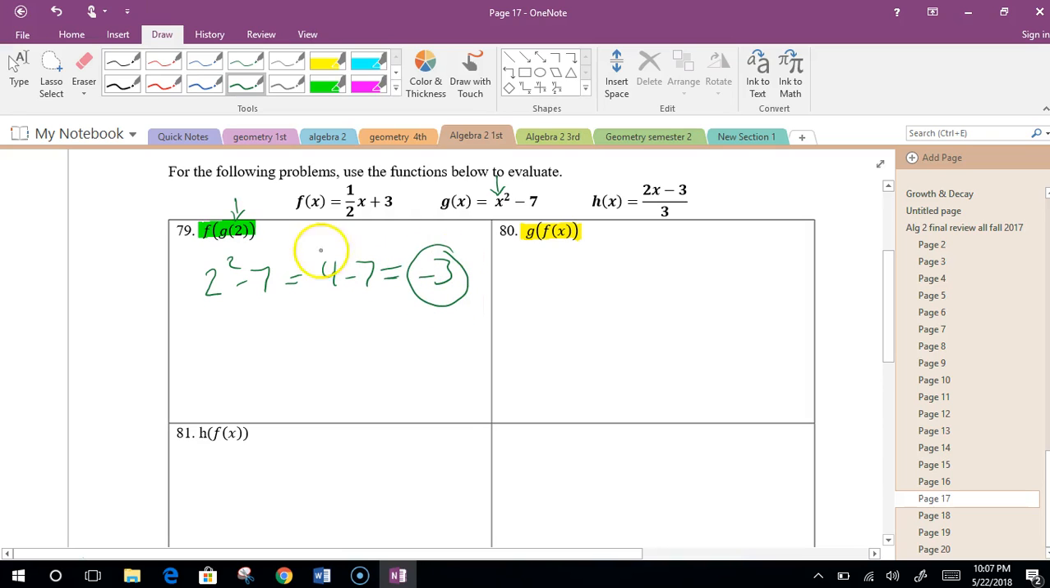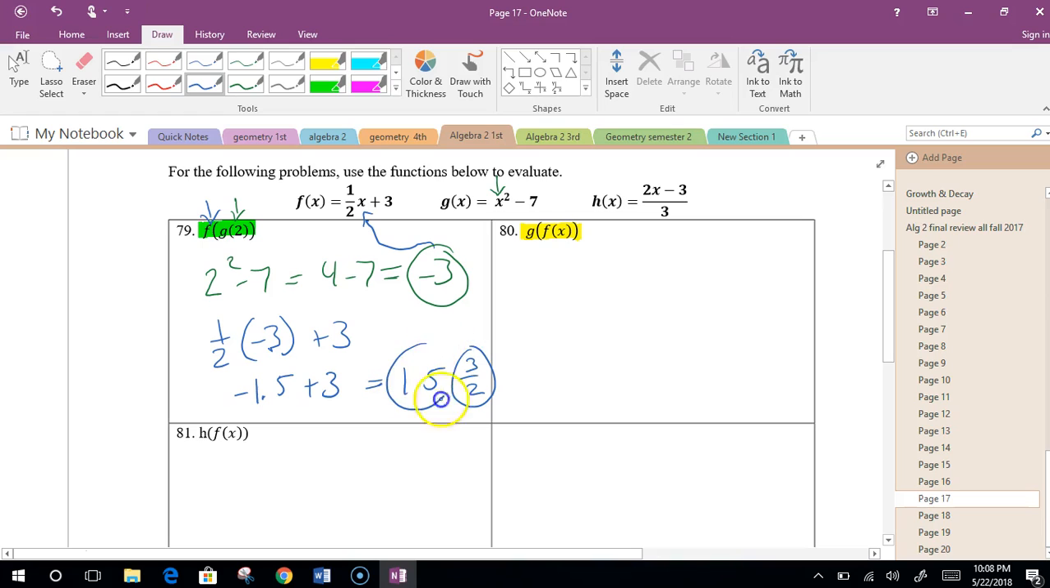And then we take the negative 3, because the equation on the outside is the f equation. We're going to take the negative 3 and plug it into the f equation. Well, that would be 1/2 times negative 3 plus 3. Okay, so we have some fractions in here, but not horrible ones. Half of negative 3, if you want to work with decimals you could, is negative 1.5, plus 3 is positive 1.5, or positive 3/2. Either one would be a perfectly acceptable answer.